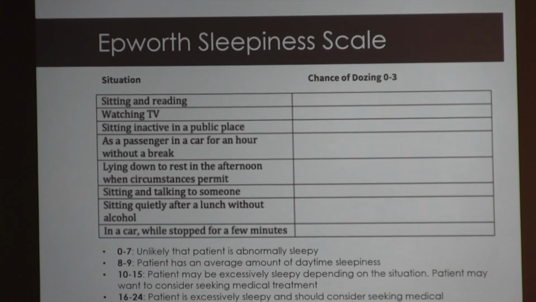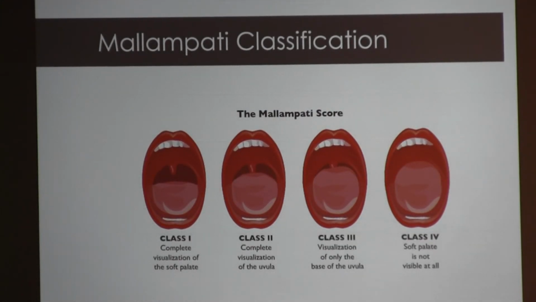So the Epworth Sleepiness Scale, Dr. Suarez mentioned it. If you have a number of 10 or above, then it warrants you seeking medical treatment. So it's a good way for you to screen your patients. I'm sure that it was talked about, the Mallampati classification between 3 and 4. That will give you a justification for diagnosing obstructive sleep apnea, as well as ordering a polysomnography.